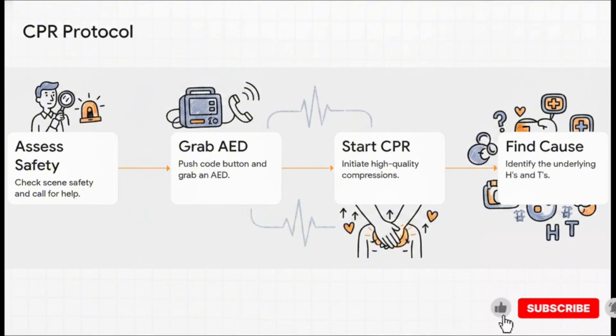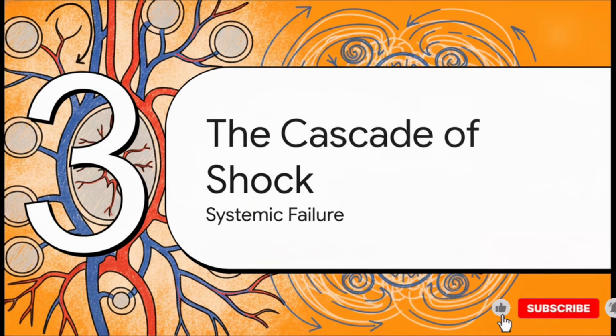Of course, in a full cardiac arrest, everything comes right back to the standard CPR protocol. Step 1 always is assessing scene safety. Then you call for help and grab an AED. Step 3 is jumping into high-quality CPR. But the true test of your clinical reasoning happens in Step 4. Once those compressions begin, your ultimate background priority is hunting down that underlying cause. Yep, bringing us right back to those H's and T's. All right, let's move on to Section 3, the Cascade of Shock.